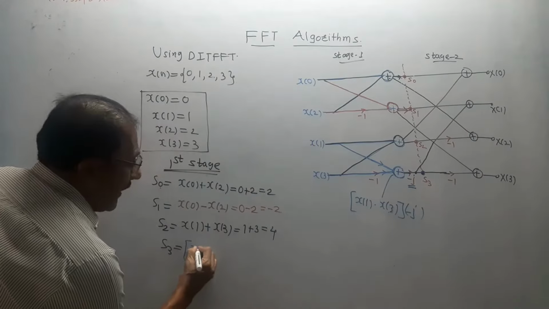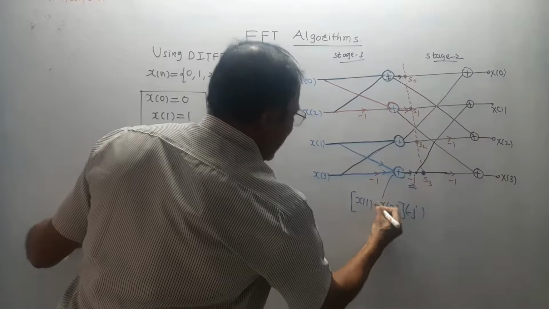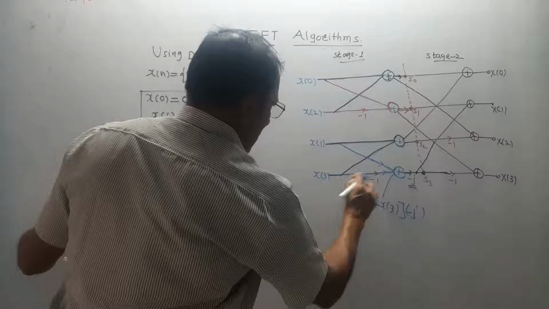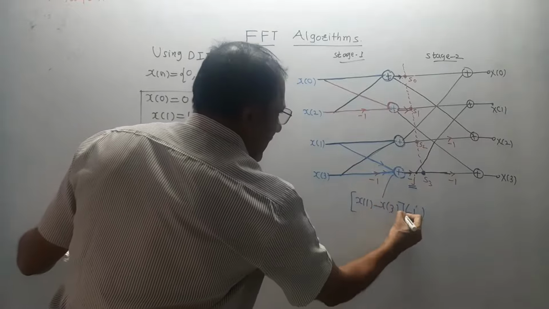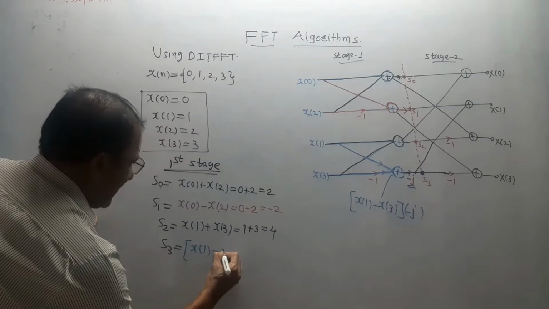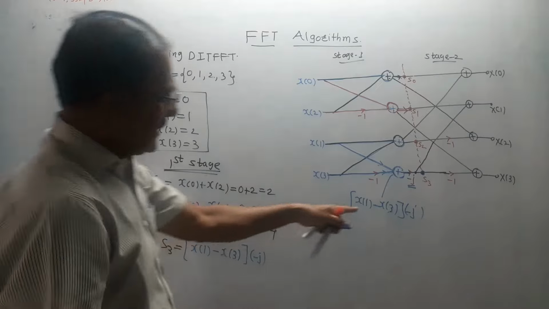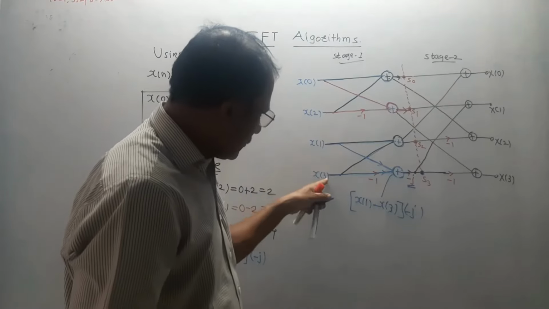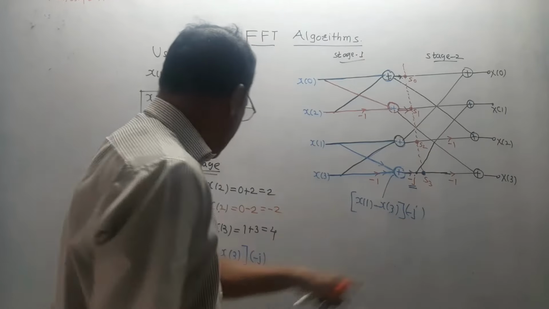It is X1. Sorry. It is X1 plus X3, but it is a minus sign. So I will write it as minus X3 into minus j. So X1 minus X3 into minus j. See, this is X of 1, X of 3 into minus 1. So minus sign. X3 is multiplied with minus j.